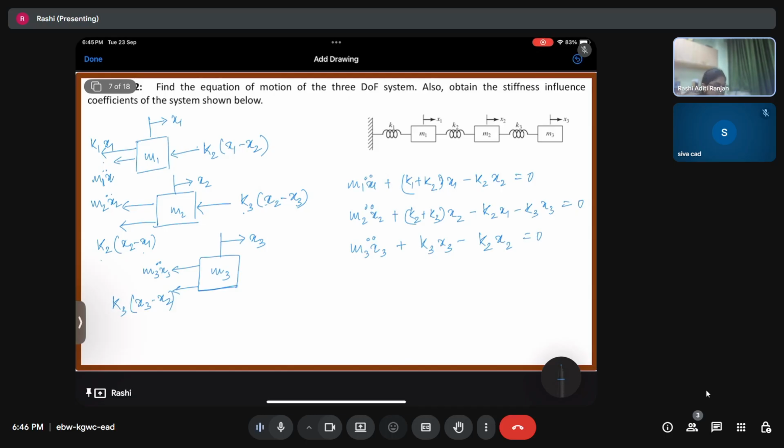So this can be written as m x double dot plus c x dot plus k x equals 0. So m is m1 0 0, 0 m2 0, 0 0 m3.